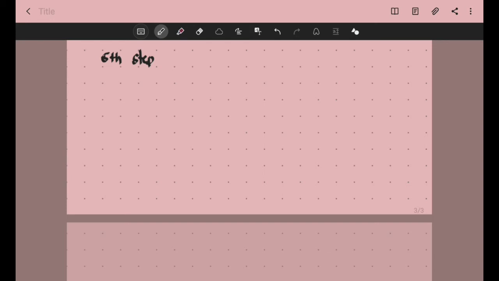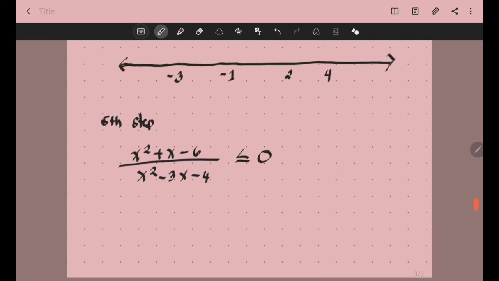So again, our original inequality is x squared plus x minus 6 all over x squared minus 3x minus 4 is less than or equal to 0. So sa original rational inequality natin, isa-substitute itong mga nakuha nating critical values. So bakit natin kailangang i-substitute yung mga critical values sa ating rational inequality? Para malaman at makapag-decide tayo sino ba sa mga critical values ang included or not included as a possible values of x. So let us start with negative 3.